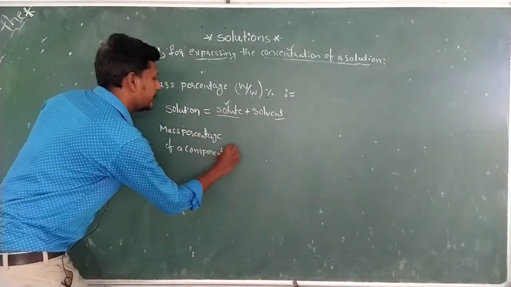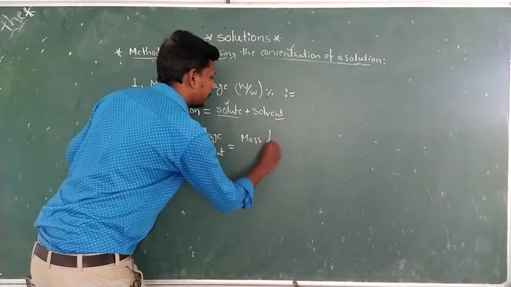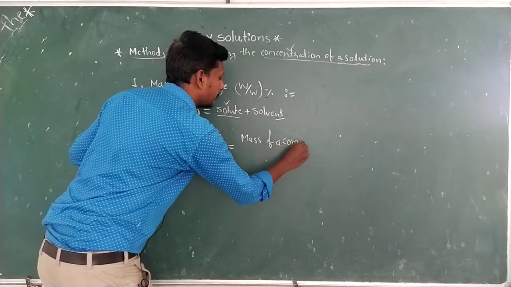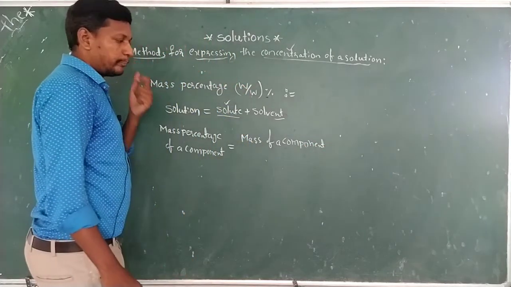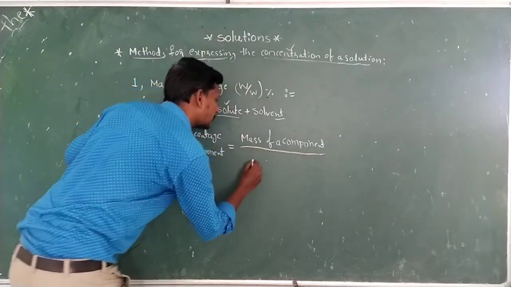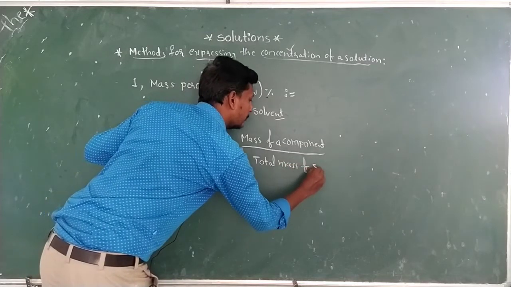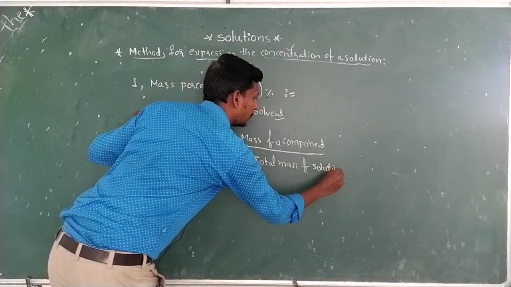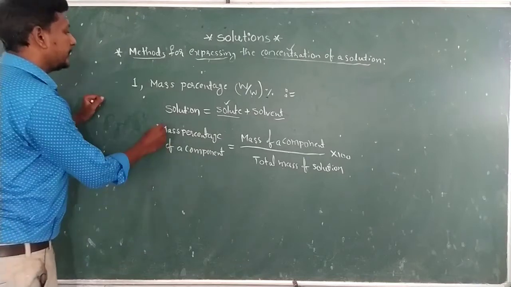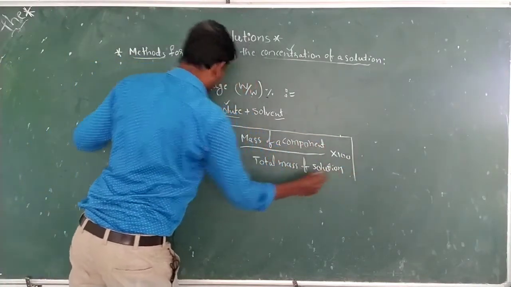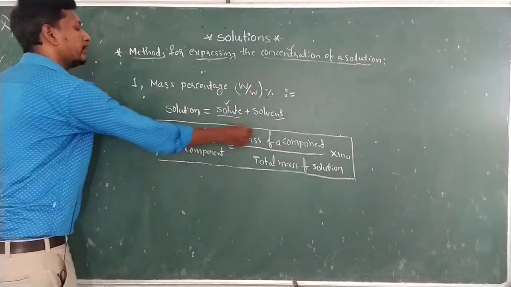is equal to mass of a component, mass of a component in the solution, by total mass of solution, total mass of solution into 100. Okay? Right, this is the most important one for calculating the mass percentage of any component. The component may be solute, it may be solvent.